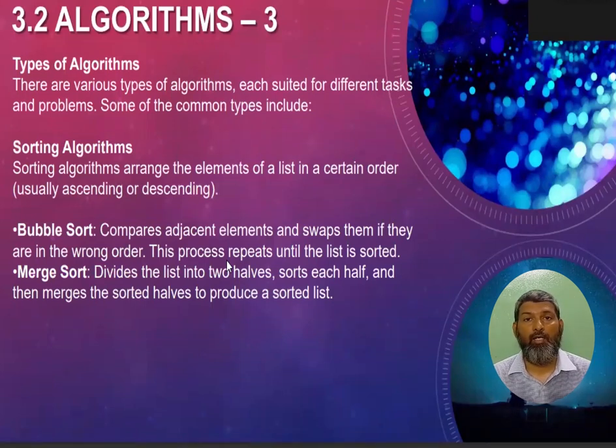Sorting algorithms arrange the elements of a list in a certain order, usually ascending or descending. Now, one thing they have used here is a list. What is this list? Do you have any concept about this list? Basically, it could be a list.